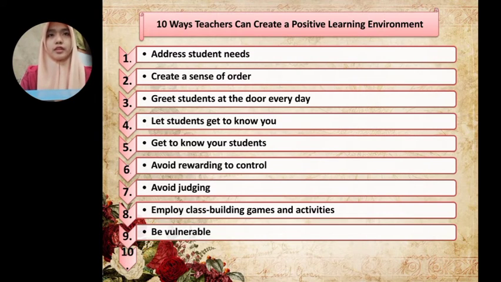Okay, the next is number 9, be vulnerable. Being vulnerable develops trust faster than any other approach. Admitting your mistakes shows that you are human and makes you more approachable. It also sends the message that it's okay to make mistakes in this classroom.